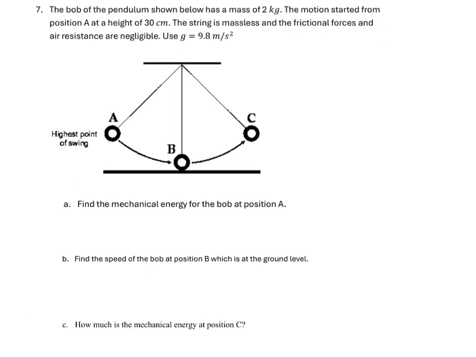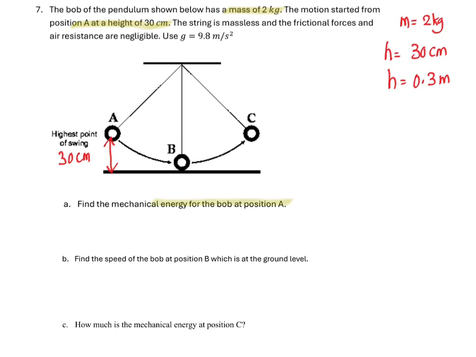Next, we have a problem on a simple pendulum. The bob of the pendulum shown below has a mass of 2 kg. The motion started from position A at a height of 30 centimeter. So the mass is given as 2 kg. The height is given as 30 centimeter, which we have to convert into meter, so 0.3 meter. The string is massless and the frictional forces and air resistance are negligible.